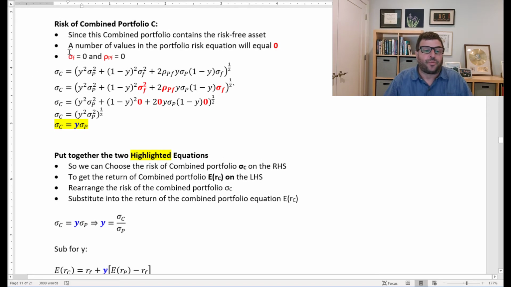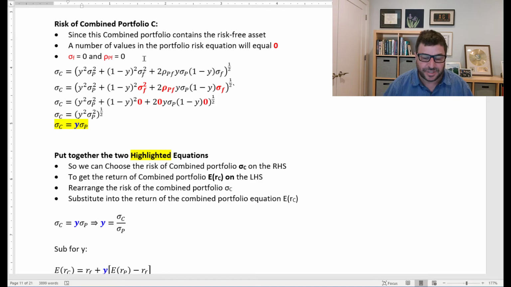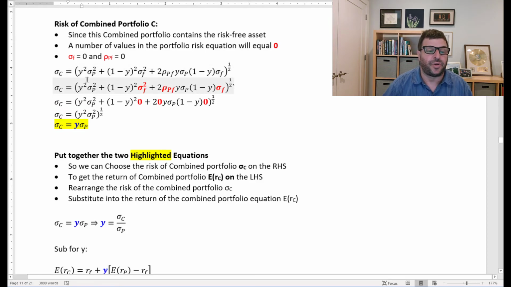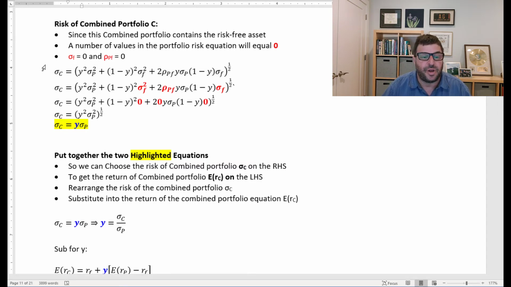For example, the risk of the risk-free asset is 0, and the correlation of the risk-free asset and the risky asset is 0. Since there is no risk, since there is no change in the risk-free, it has 0 correlation. And so I plug in, instead of W1 I use Y, and instead of W2 I use 1 minus Y. And so I plug everything into my equation here, but I realize that this value, and this value are all 0, so everything drops out and I get Y squared, sigma P squared, take the square root, and this is what I get.